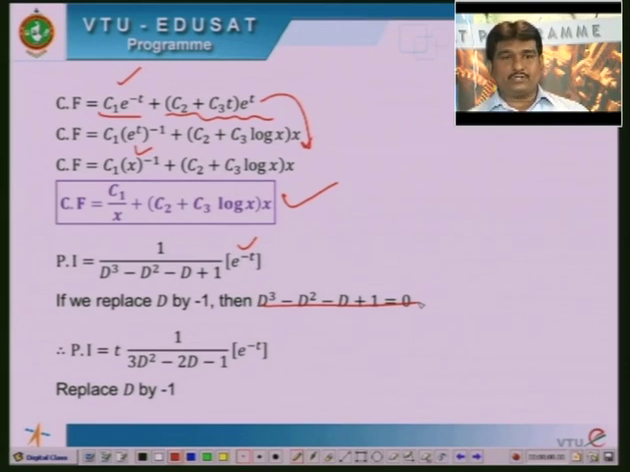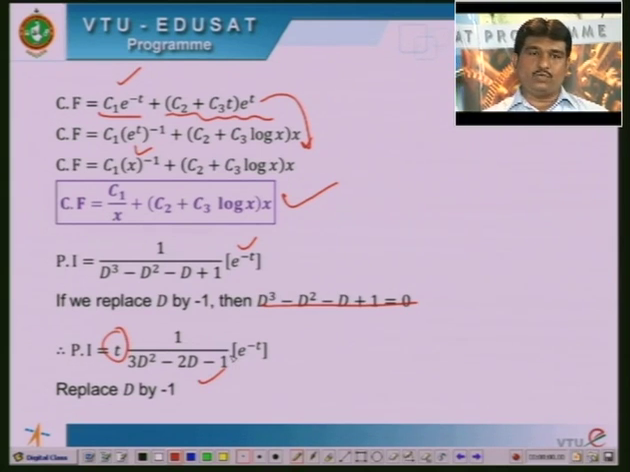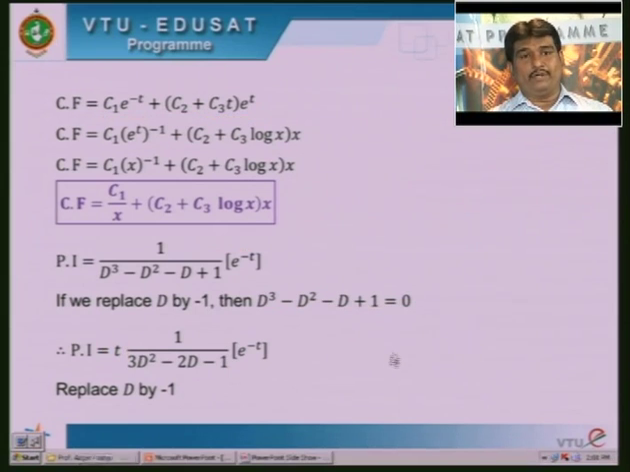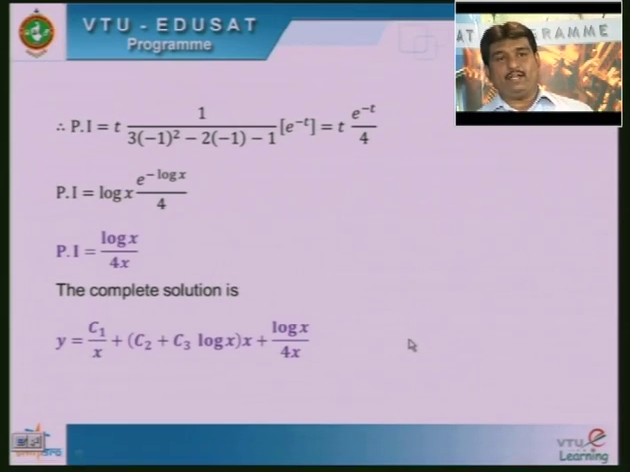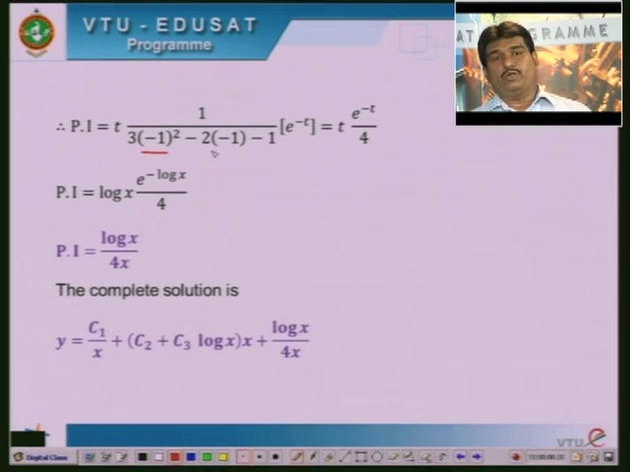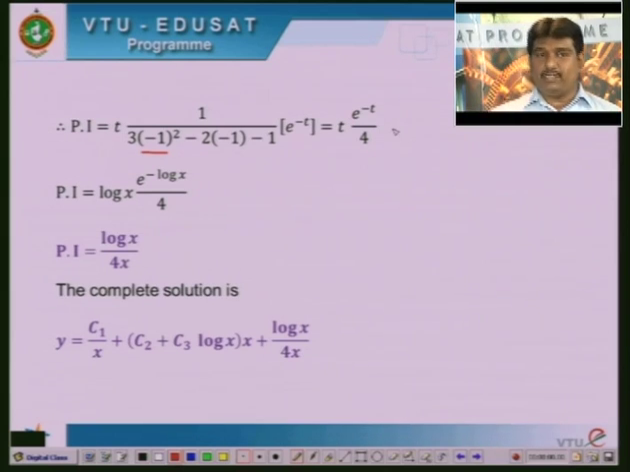And hence the rule is you have to multiply by the independent variable and differentiate the denominator. It's t into 1 by the derivative of f of d, which is 3d square minus 2d minus 1, operated on e to the power of minus t. Now you can apply rule 1, that is replace d by minus 1. You can see we have replaced d by minus 1 here, 3 into minus 1 whole square minus 2 into minus 1, operated on e to the power of minus t, gives the final solution as t into e to the power of minus t divided by 4.